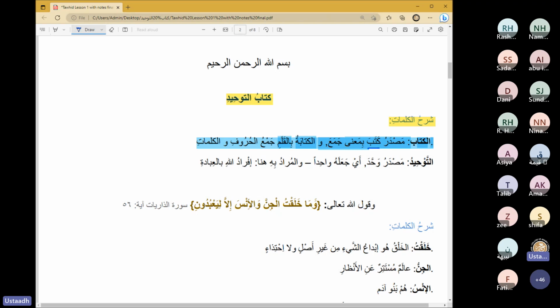Bima'na, which gives the meaning of jama'a. As we know, jama'a means what? Yes, to collect or to gather. Now, wal-kitabatu bil-qalam. And writing with a pen, we call it jam'u al-huruf. So when a person writes a sentence with a pen, jam'u al-huruf, he is gathering together letters, wal kalimat, and words. Okay, so just a very simple explanation.